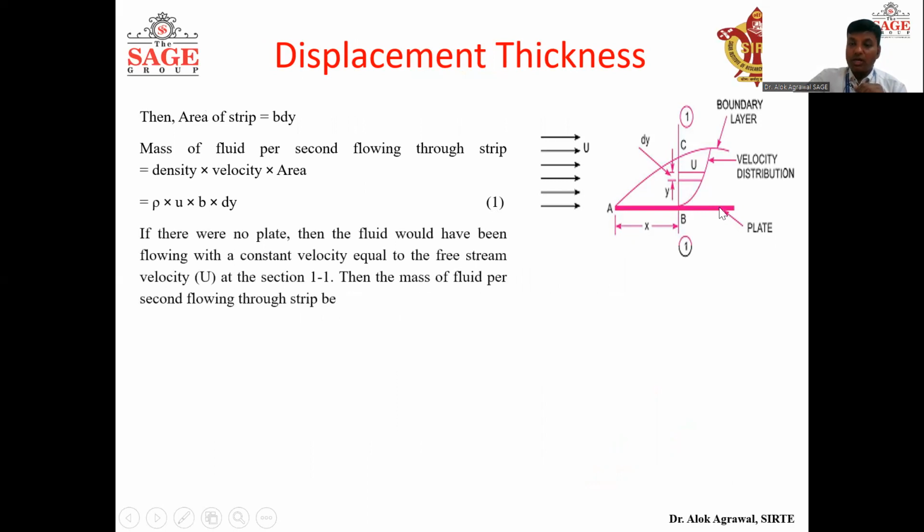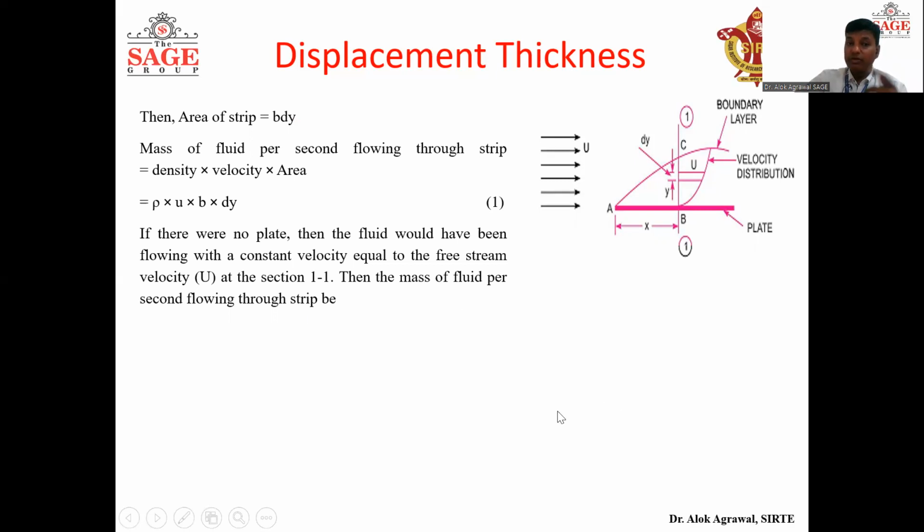Okay. Now suppose the plate is not there, then what will happen? There will be no reduction in velocity. So if we study the same strip, then the velocity of fluid in this strip will be capital U if this plate is not present, because there will not be any reduction in the free stream velocity, and the reduction is taking place because of the presence of this plate. So let us assume that this plate is not present, then the velocity of fluid flowing in this strip will obviously become capital U. So it is written there.